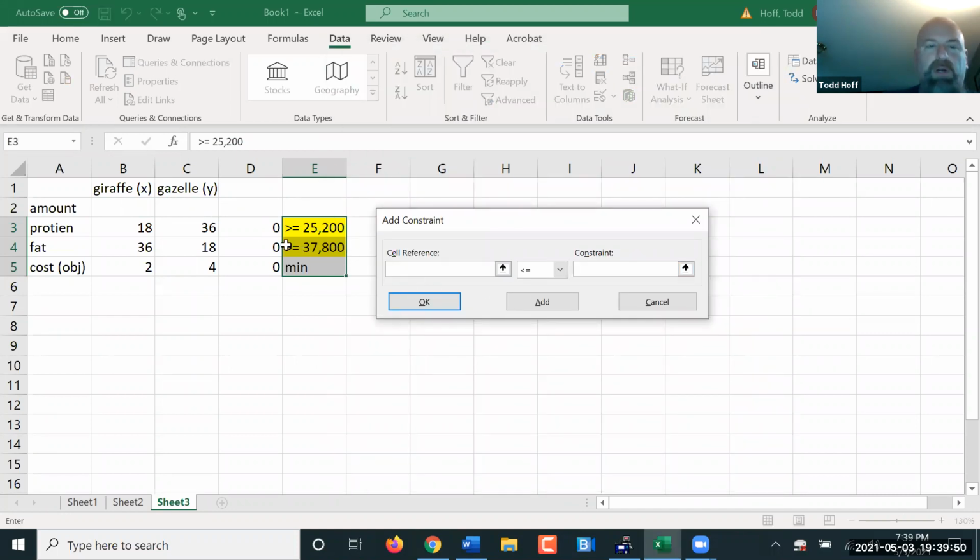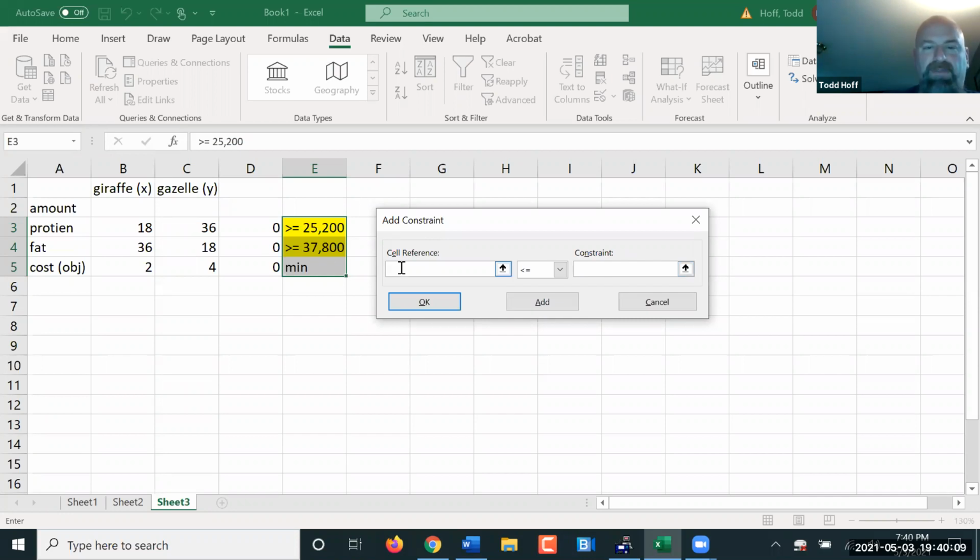My first constraint is protein. This is the cell that describes the total protein. So I click on it. I want to be at least, so greater than or equal to. And that's why I put this in here so I don't have to go back and look for it. 25,200. I'm going to add that constraint.